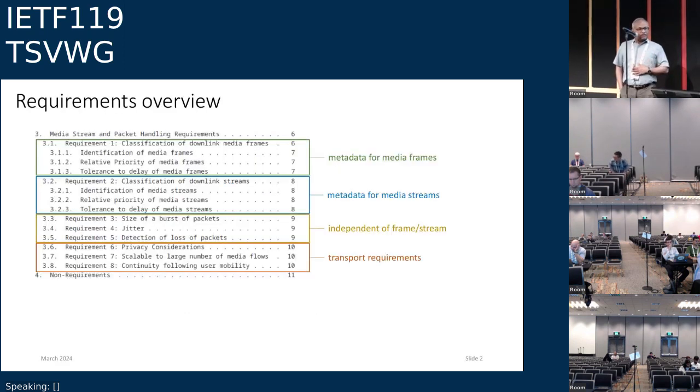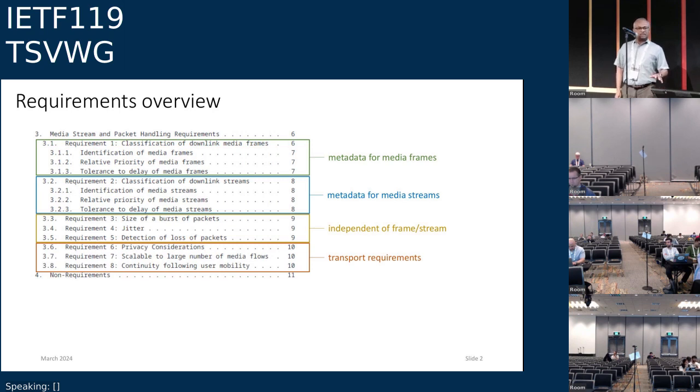So we've pulled out requirements for the signaling into these four categories. Metadata for the media frames itself. What are the requirements for the media frames? Similarly, for if we're classifying it into media streams. And then independent of streams or frames, there are a set of requirements that relate to helping the traffic shaping in the network. And then finally, we talk about the channel or the transport requirements for it.